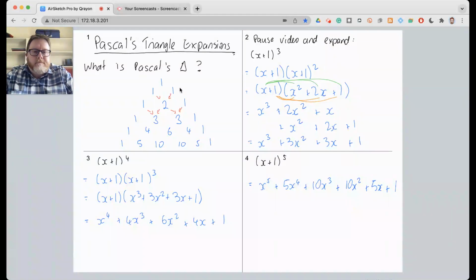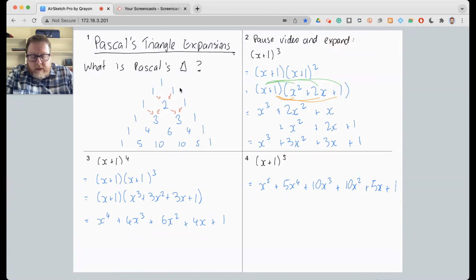Okay, before I go any further then, before I unpack it all, I want you to have a look at the end results for each of these lines here and see if you can pick any patterns out. Pause the video, have a look at it. There's two patterns I want to point out.